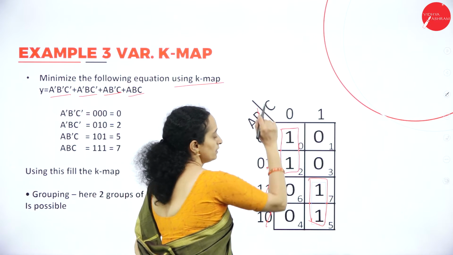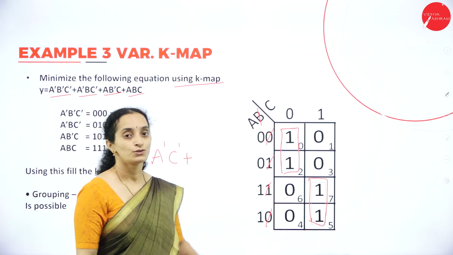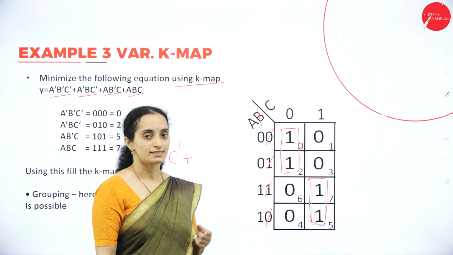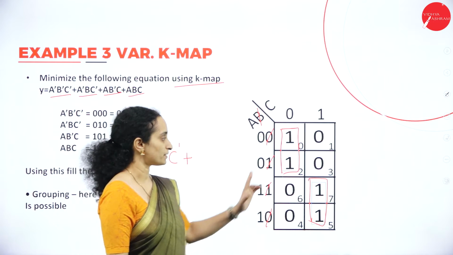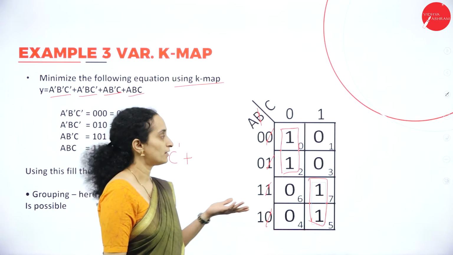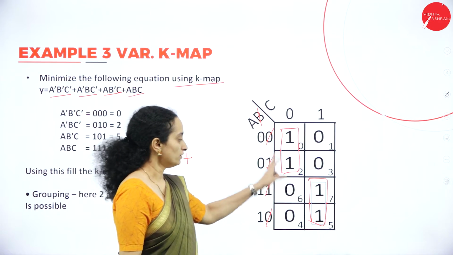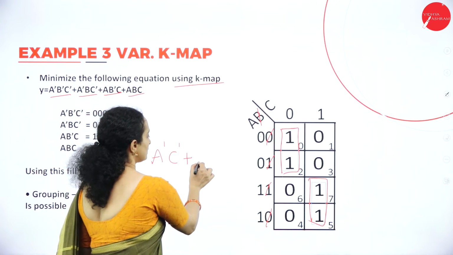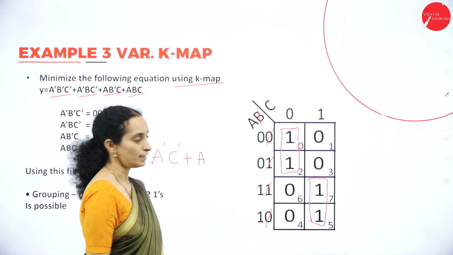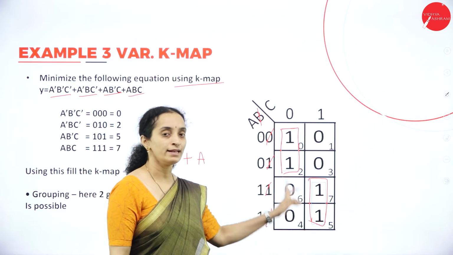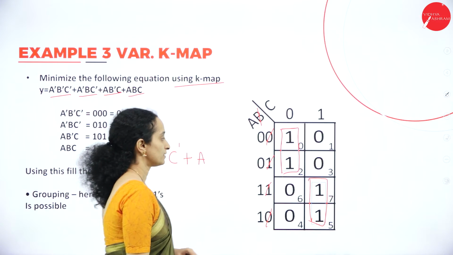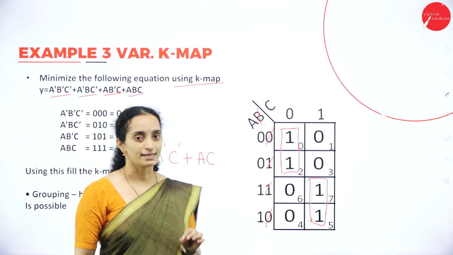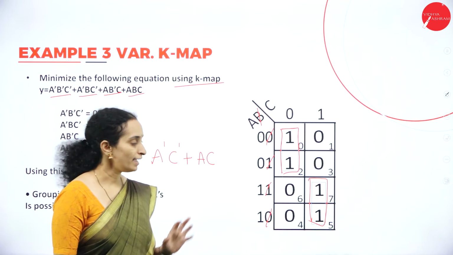Okay. Now, if you look at C, you don't have the complement form of C in this. Only the non-complement form is present. You cannot cancel it. Now, the remaining is A in the non-complement form, that is A only. Now, we have C again in non-complement form, it will be C. So A dash C dash plus A C.